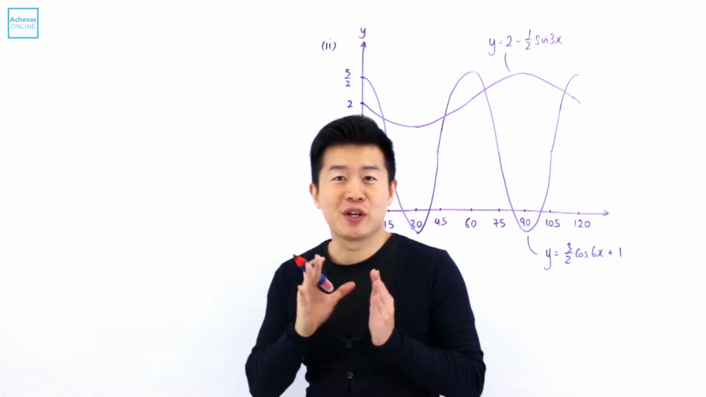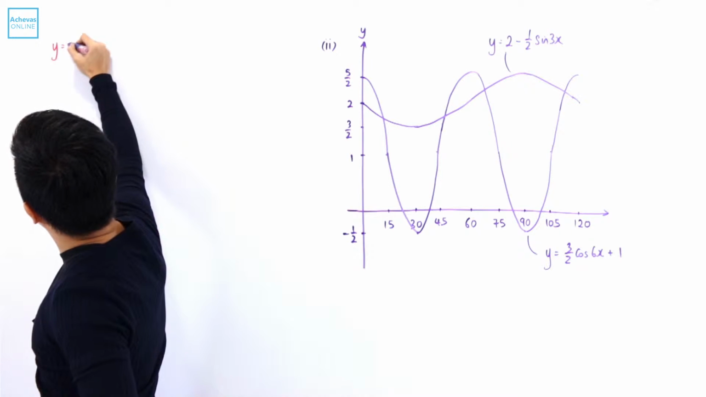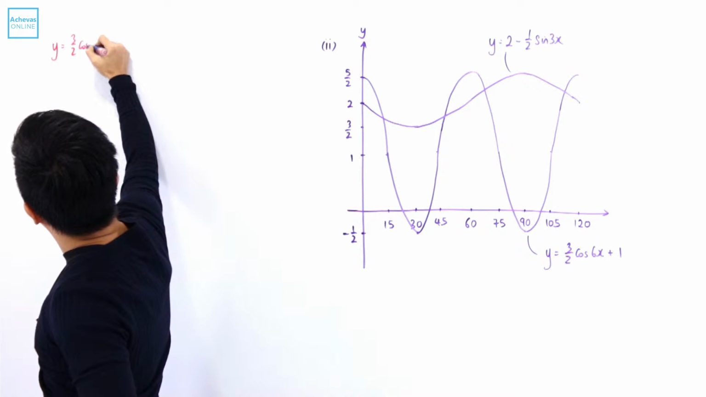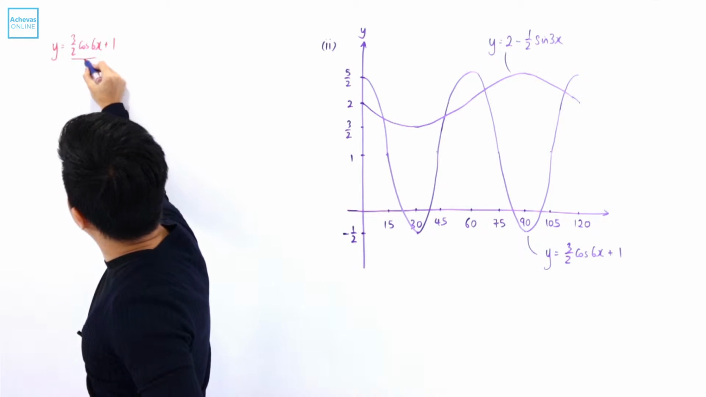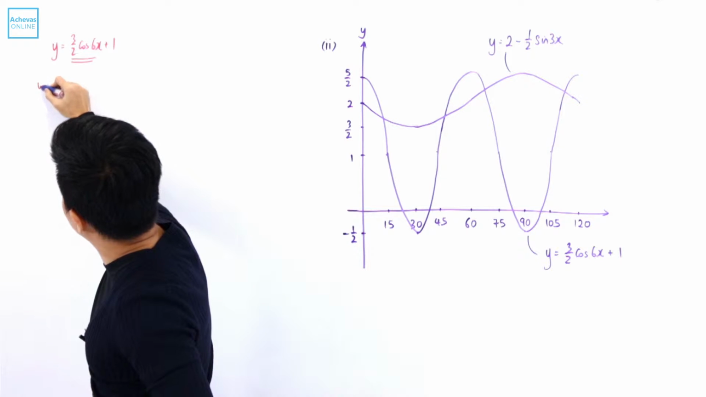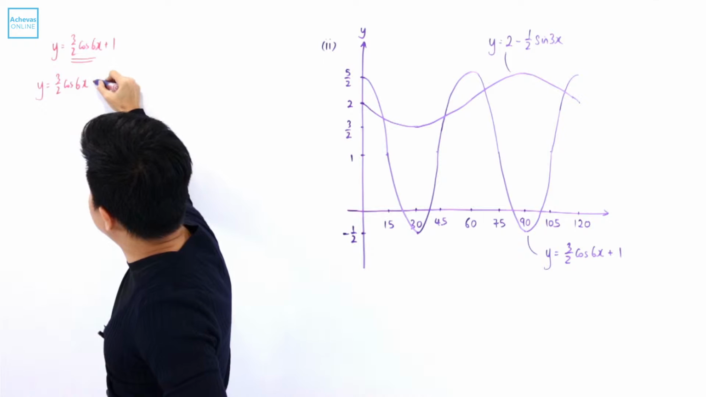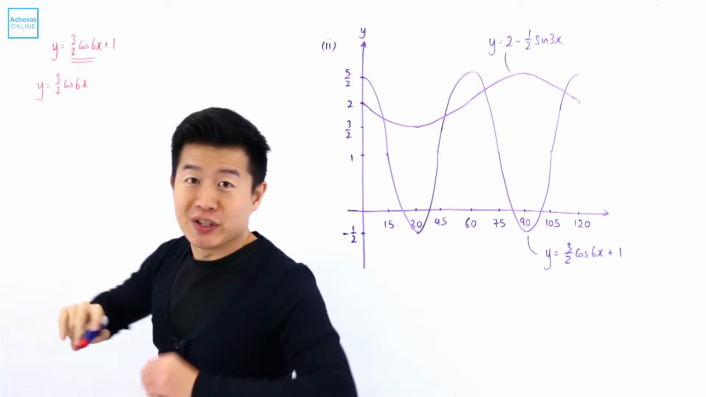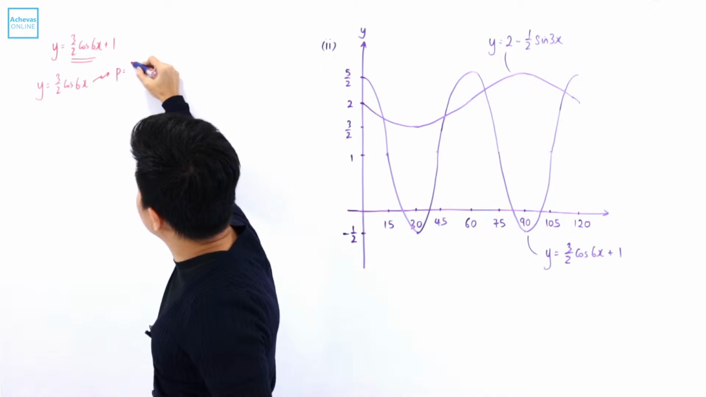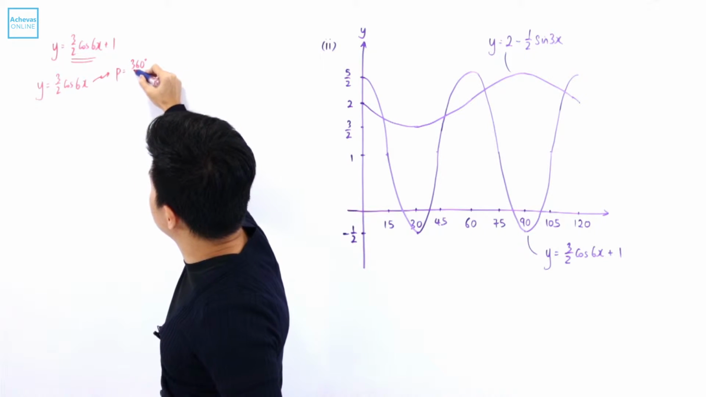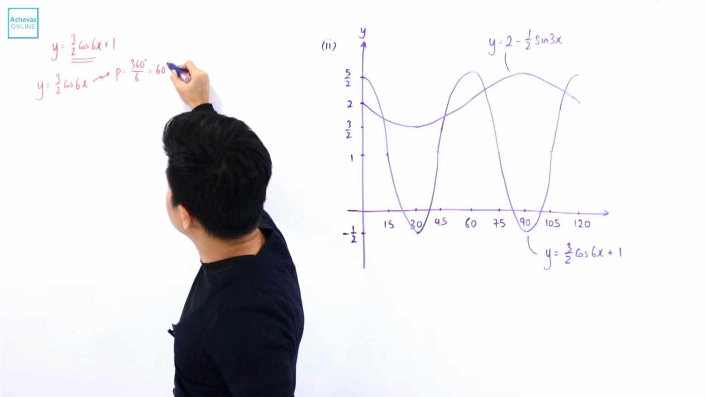In this part of the question, we are supposed to sketch two graphs. The first one is the graph of y is equal to 3 over 2 cosine of 6x plus 1. If I were to focus on just this portion, that means if I were to look at just y is equal to 3 over 2 cosine of 6x. To understand this, the amplitude is 3 over 2 and the period of this is going to be the original period, which is 360 degrees divided by the coefficient of x, which is 6. This is going to be 60 degrees.